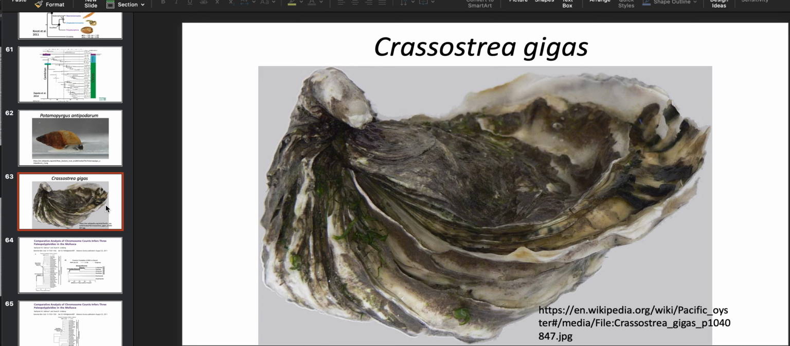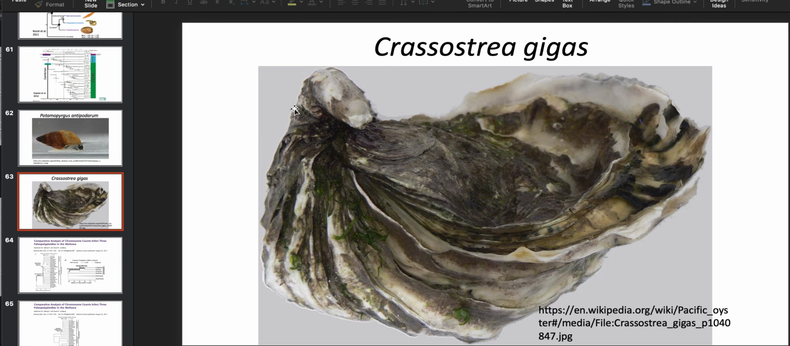Similarly to Seagrave's diagram of the small plant, big plant polyploidization event in plants, there are also some recent polyploidization events in some commercially important shellfish. Like this, Crassostrea, it's an oyster. Duh.